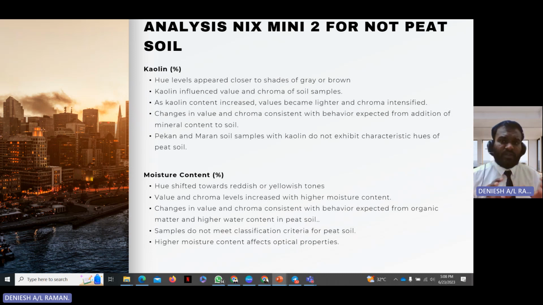The kaolin is influenced by the value and chroma. When the kaolin increases, the value becomes lighter and chroma will intensify. The changes of the value and chroma consistently do not exhibit the characteristics of hue in the Pekan and Maran soil. And for the moisture content graph, the hue shifts towards reddish and yellowish.